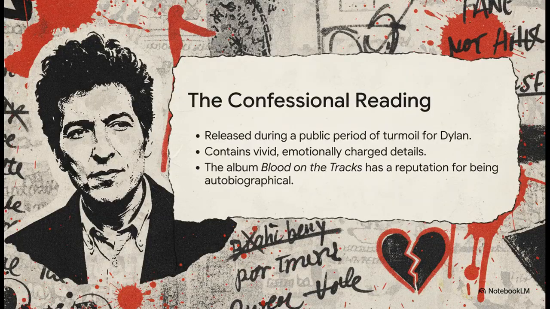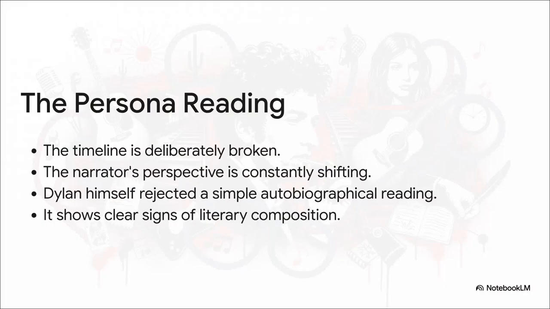Now look, it is so tempting to read this as a straight-up confession. The album Blood on the Tracks came out when everyone knew Dylan was going through a rough time, and the lyrics are just packed with these raw, painful details that feel so real. But then, you look at the clues we've just laid out. The timeline is a mess. The narrator keeps changing. It just doesn't add up to a simple diary entry set to music. This is a work of art, carefully put together. Even Dylan himself kind of pushed back on the idea that it was all about him, saying it was more about connecting images from different times in his life.